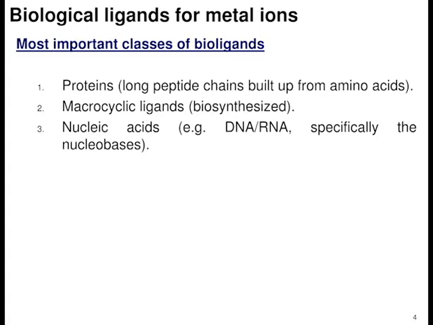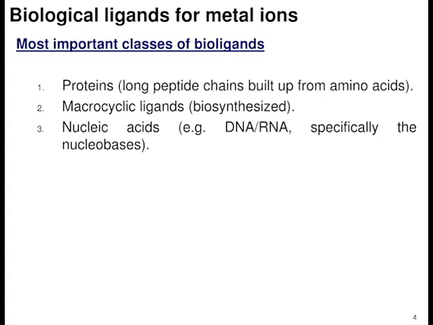Nucleic acids basically refers to the nucleobases, your ATGC: adenine, thymine, guanine, and cytosine. All these nitrogen-containing heterocycles can also serve as ligands. But our focus will be on number 1 and number 2, the proteins and the macrocyclic system. They are bioligands, the bio component of the metalloprotein or metalloenzyme.